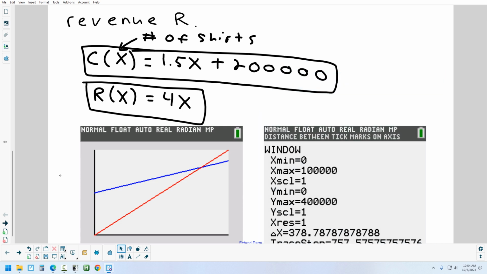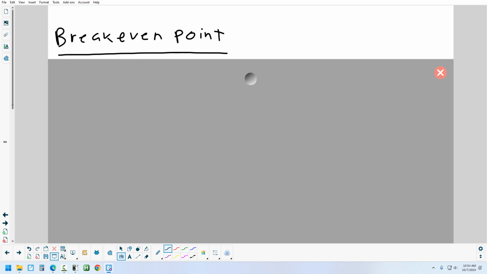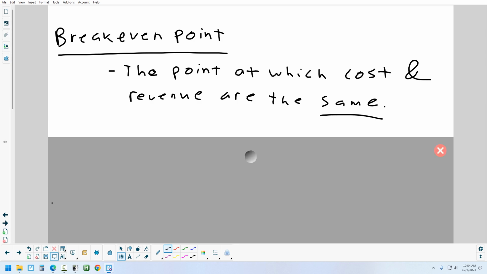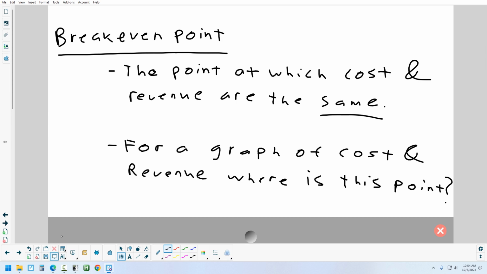Okay, any questions on the cost or revenue? So this point actually has a special name when you're looking at a graph of cost and revenue. Does anybody know what that point's called? Where your revenue finally goes past your cost? Isn't it where you break even? Yeah, that's the break-even point, exactly. It's the point at which the cost and the revenue are the same. And I already pointed this out to you. It's the intersection point on the graph.